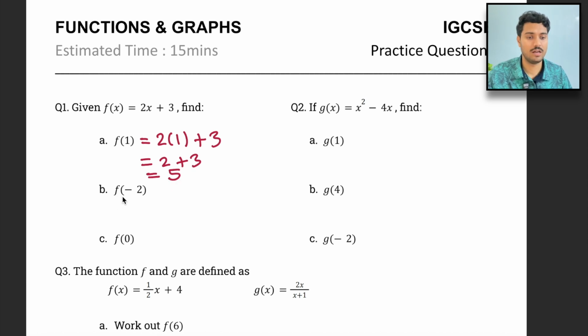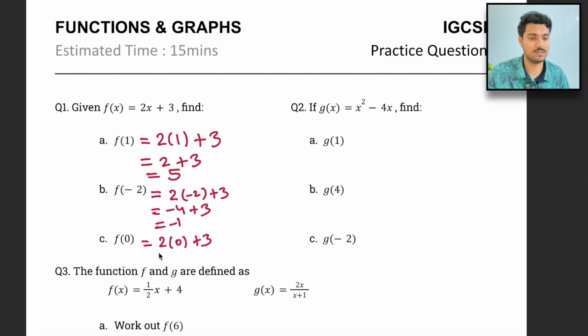Second one, f of negative 2. So for this, we'll substitute negative 2 value in place of x. That's going to be 2 times negative 2 plus 3. So negative 4 plus 3, that is negative 1. F of 0, so that is 2 times 0 plus 3, which is going to be 3 only.